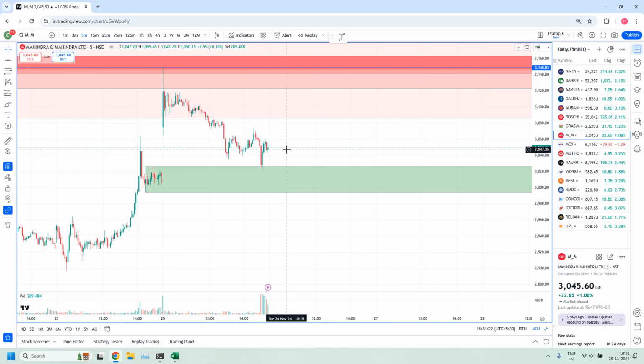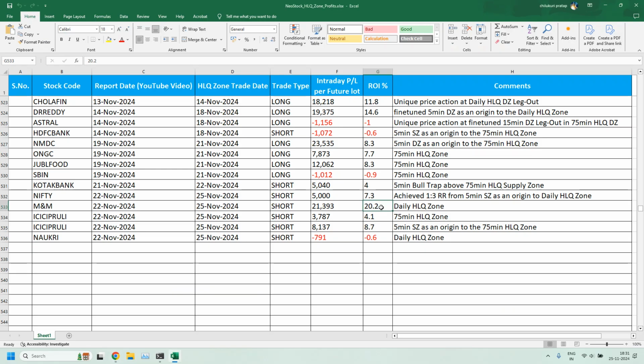But those who fine-tuned at type 2 definitely need to use the entry buffer, the blue color line. There also it reached. The prices went a little above the blue color line. So either way, whether you use type 1 or type 2 proximal with the entry buffer, you would have got a successful trade and a very good profit. So this is about M&M. It has given 20.2% ROI.